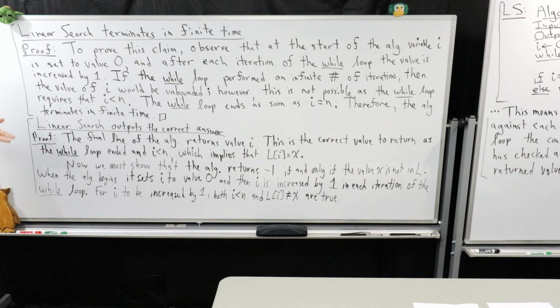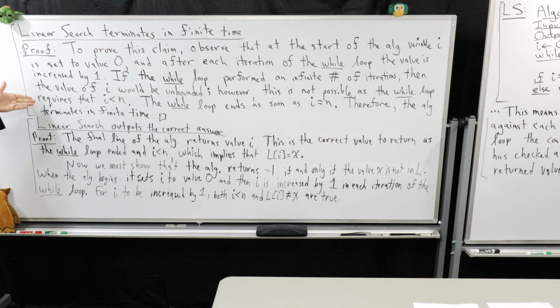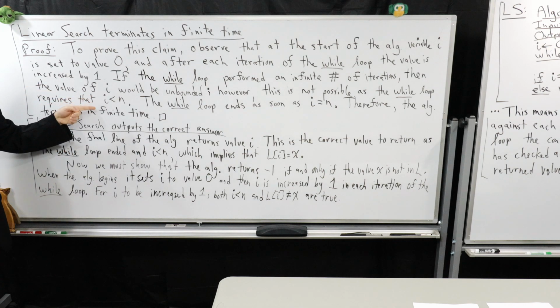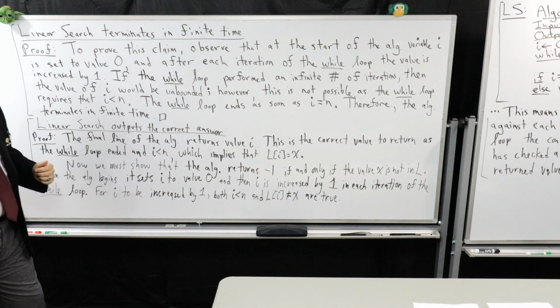But the real observation I want to point out is, remember, the first condition on our while loop is i is less than n. So, however, that's not possible, as the while loop requires that i is less than n, right? So you know for certain that the while loop, regardless of what's going to happen, is going to exit when this gets violated, correct? So it's going to end as soon as i is equal to n. Therefore, this algorithm will terminate in finite time. Is that clear to everybody?